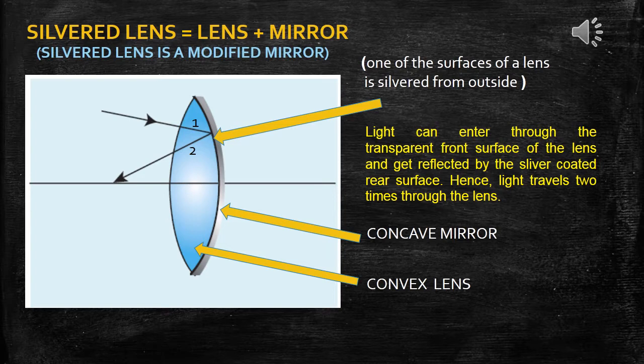Light can enter through the transparent front side of the lens and get reflected by the silver coated rear surface. Hence light travels 2 times through the lens. The diagram clearly explains how the silvered lens is made up.